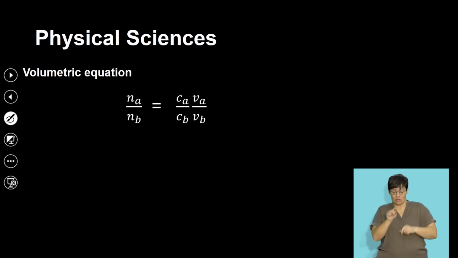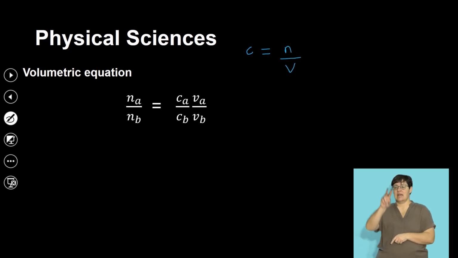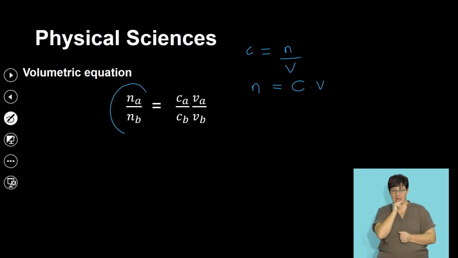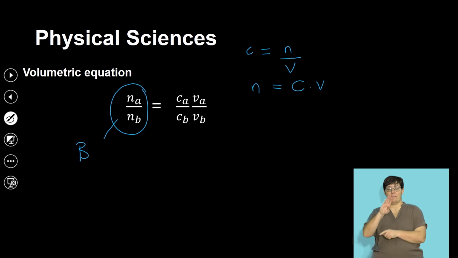Okay, then the volumetric equation comes from the formula: concentration of a substance is moles of substance per unit volume, which gives us moles of whatever, be it an acid or base, equals the product of the concentration and volume. So this is the actual ratio of the substances in terms of the acid and the base. This would come from the balanced equation of reaction, okay?